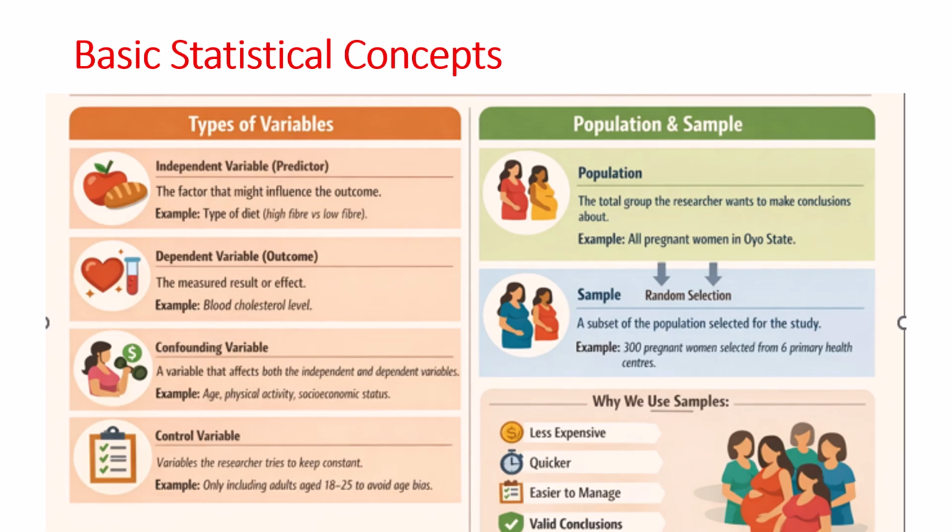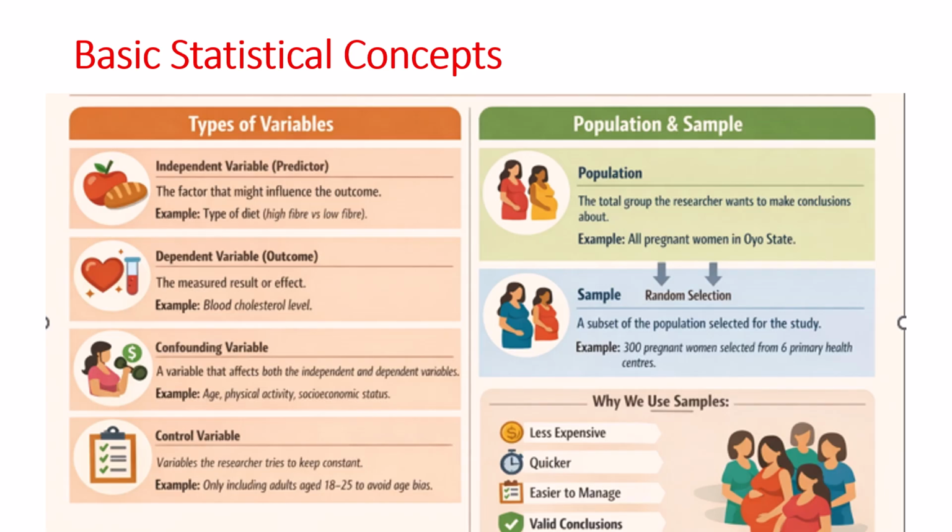We will be looking at the basic statistical concepts. There are different types of variables. We have the independent variables, dependent variables, confounding variables, and the control variables. Independent variables describe the factors that might influence the outcome, while dependent variables describe the measured result or effects. For example, when you have a diet, a high or a low fiber diet, and then you want to look at the effects of consumption of this diet on the blood cholesterol level.